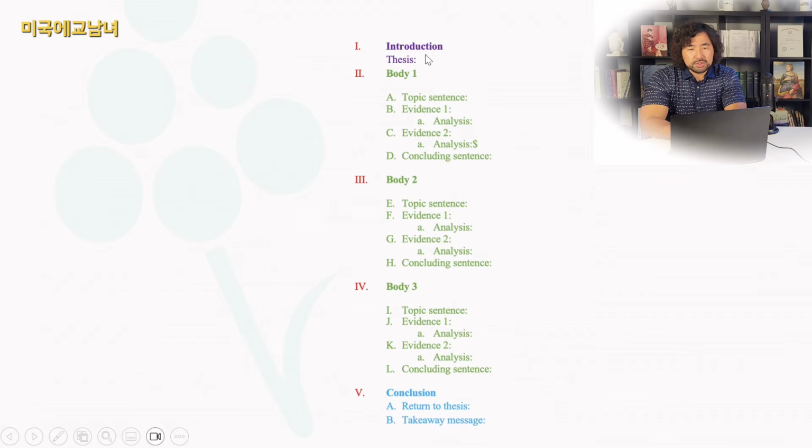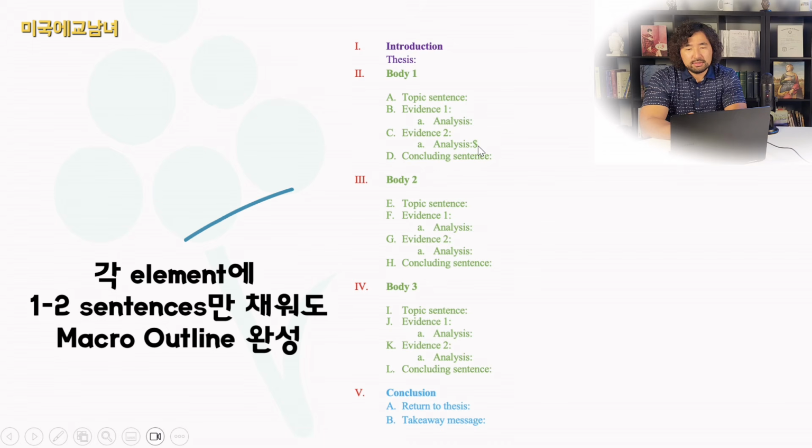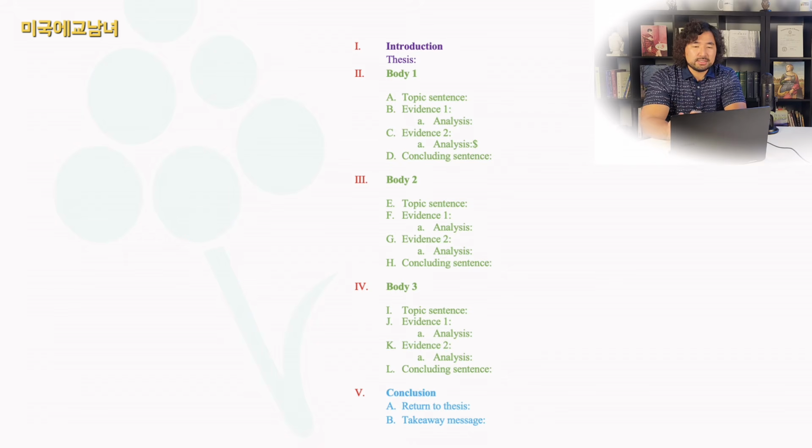Let's revisit the 5-paragraph skeleton here. We have introduction, body 1, body 2, body 3, and conclusion. For a macro outline, you might just want to add a few sentences or so for each element here. So 1 or 2 sentences should suffice. For a micro outline, you might have to add much more detail, a few paragraphs per element here, which we'll get to in the coming lectures.